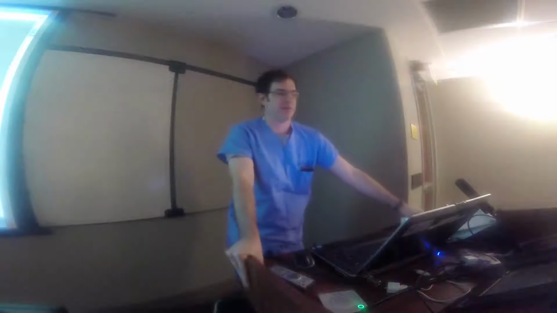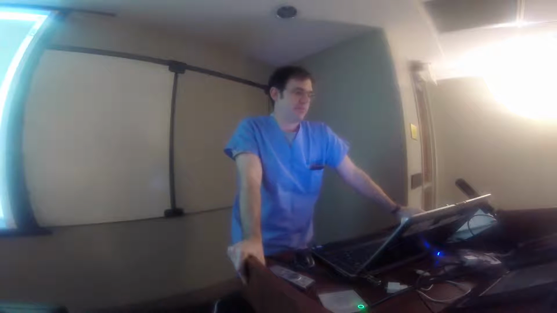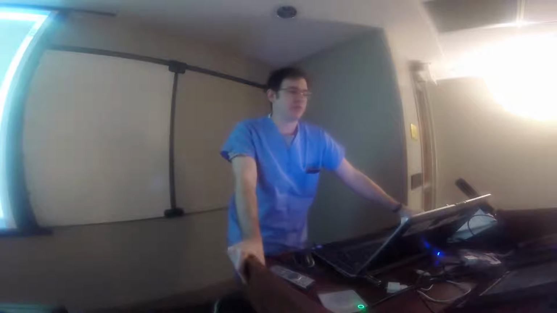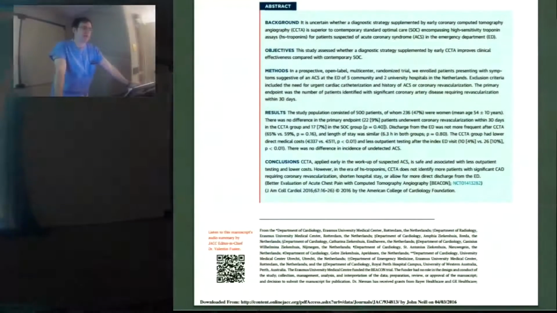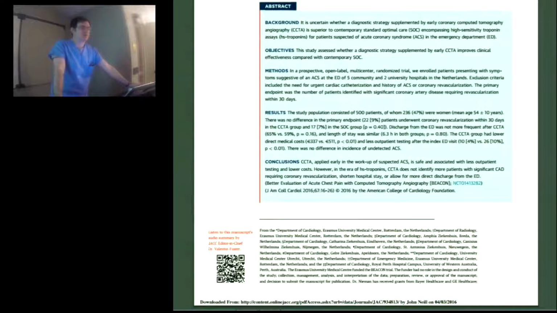Basically another study about whether there's added value to getting a coronary CTA in the emergency department to further stratify risk over standard of care. I've noticed it's done in the Netherlands, so it's a little bit different. Standard of care is a little bit different than what we would necessarily do here. Very different, actually.